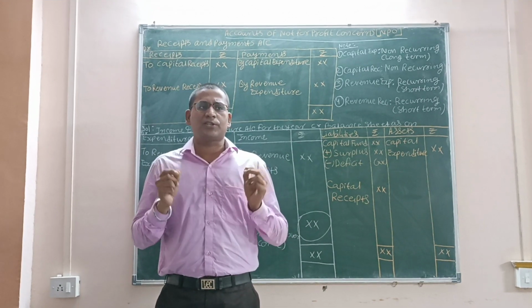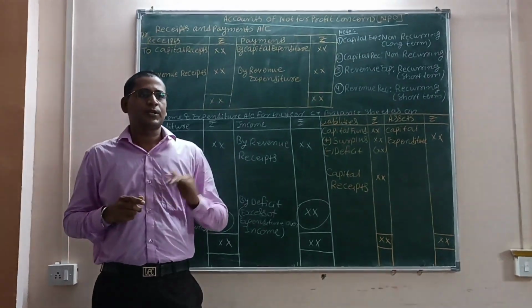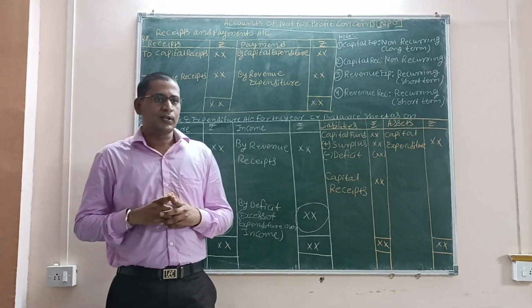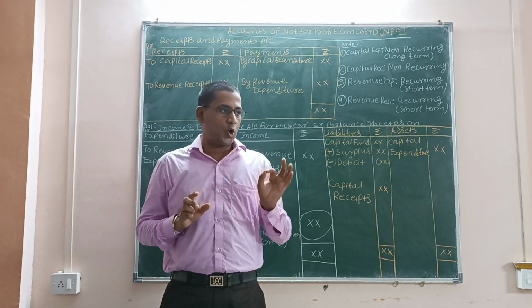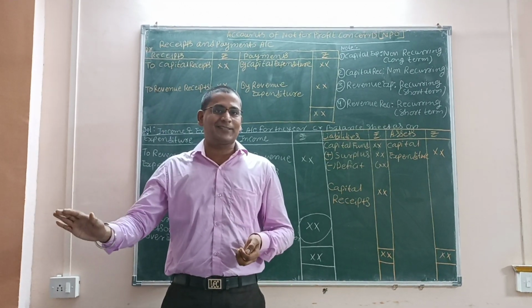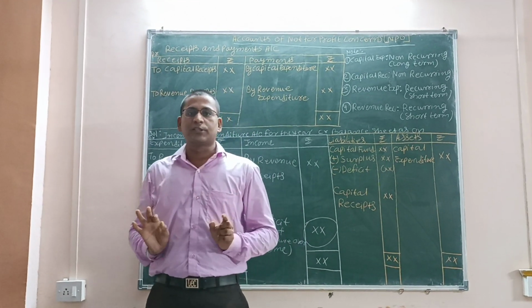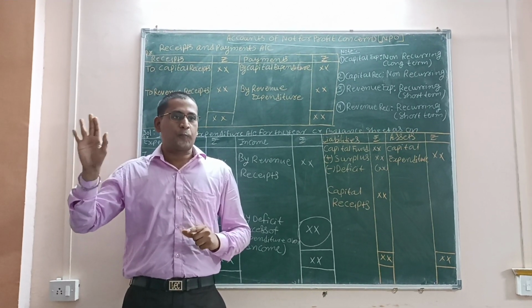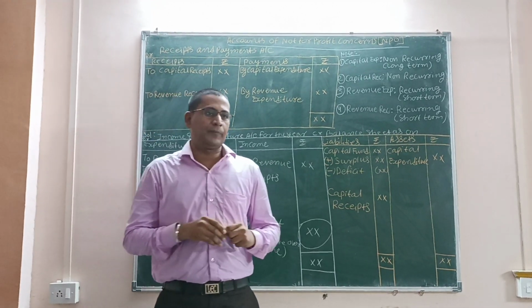But first of all, we must understand the difference between a trading concern and a non-trading concern, meaning a profitable organization and a not profitable organization. A profitable organization's basic motive is to earn profit, but in not-for-profit organizations the main intention is not to make profit. Their main intention is to provide services to society. They are here to provide us services. That's why they are called not-for-profit making organizations.